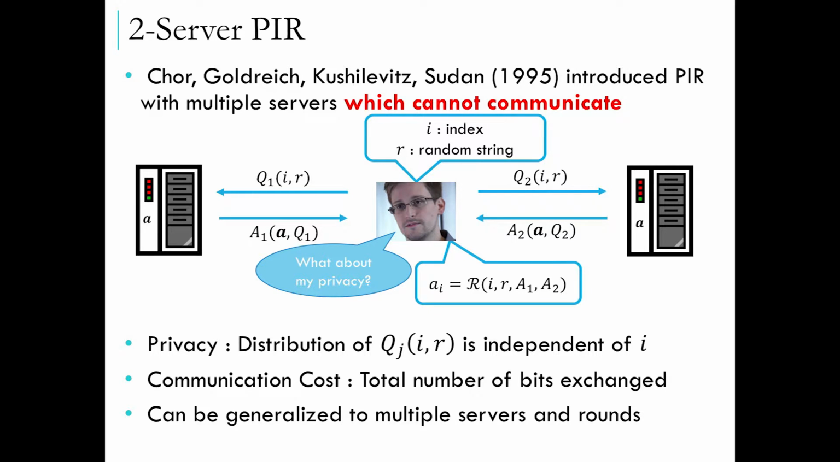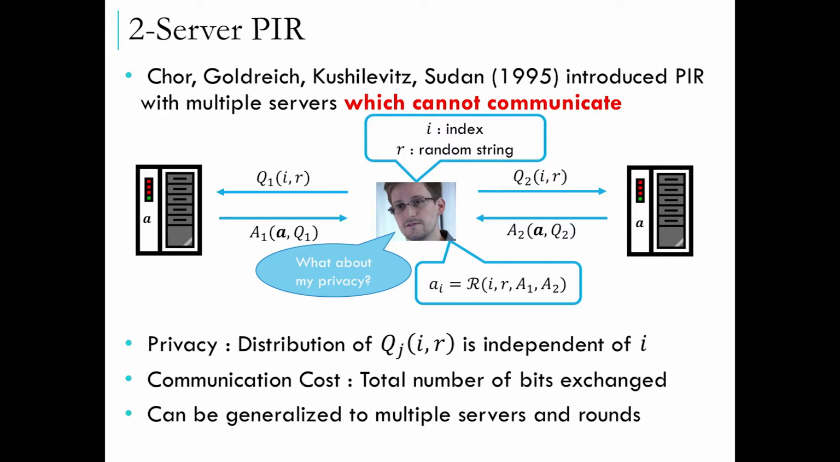So he first generates some random string R, his randomness, and he sends a query to each server. This query depends on the index and the randomness, and he gets back answers from the servers. The answers depend on the database and the query which they receive. At the end of the protocol, the user should be able to reconstruct the bit that he wants, AI, as a function of the servers' answers, the index, and the random string that he generated. So what about privacy? Privacy here means that the marginal distribution of each query is independent of I. Note that the joint distribution of the random variables Q1 and Q2 will depend on I in general. But the marginals are what the servers see individually, and the marginals are independent of I.